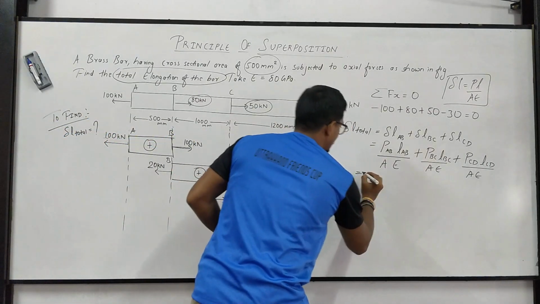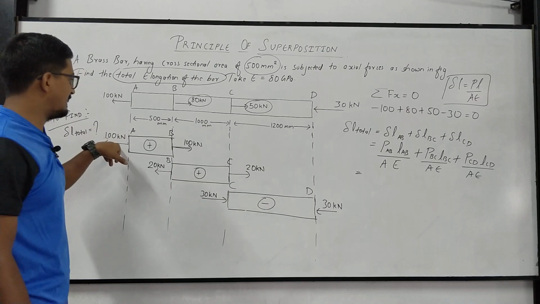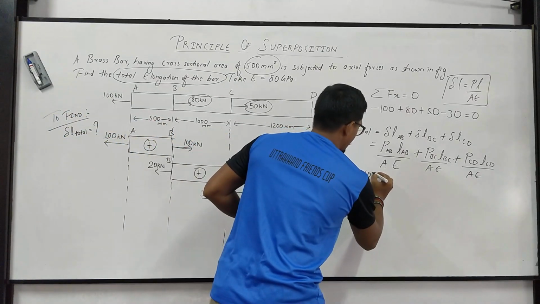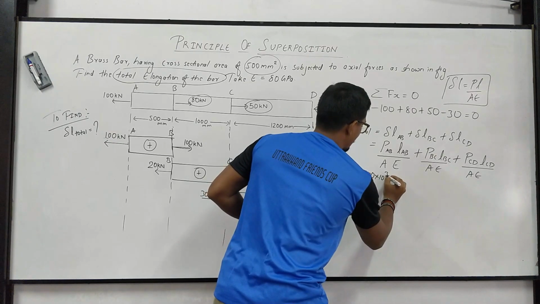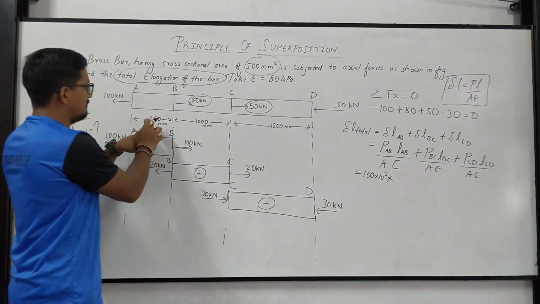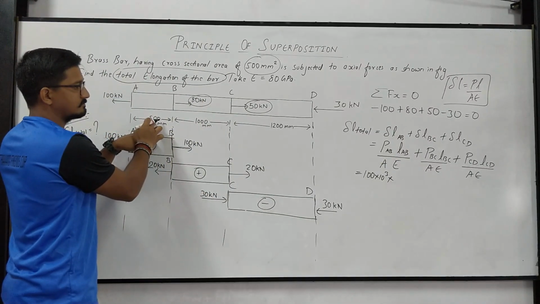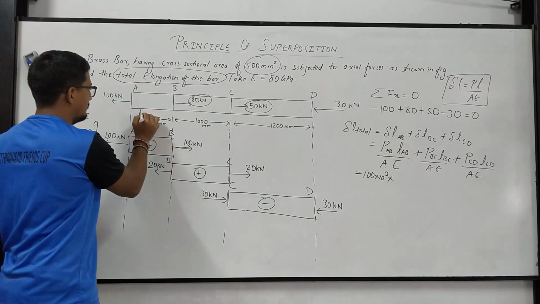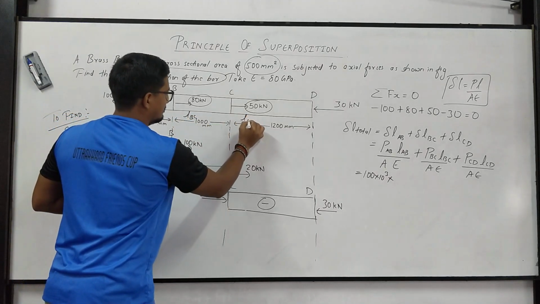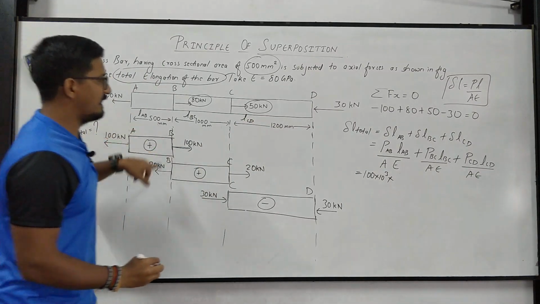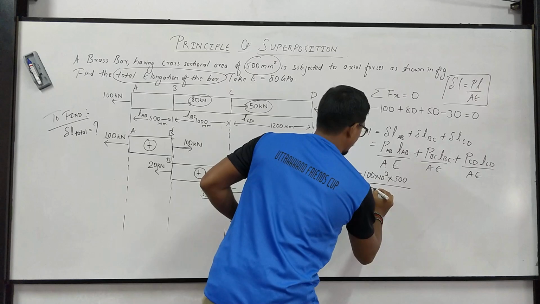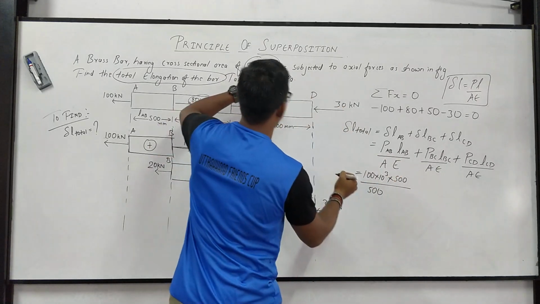Now we can see P AB. What is P AB? 100 kilonewton, correct? So 100 into 10 raised to 3, I have converted it to Newton, into L. What is the length? Length is 500 mm, correct? Length AB, length BC, length CD. So length AB is 500, area is 500, correct? Area which is given.